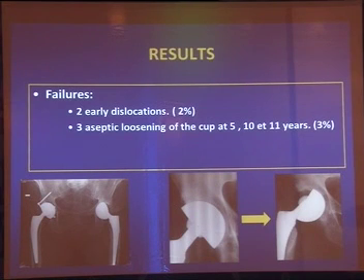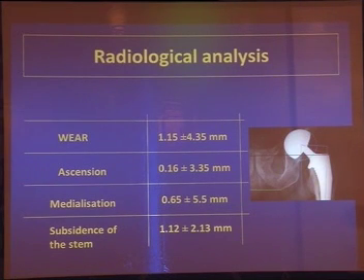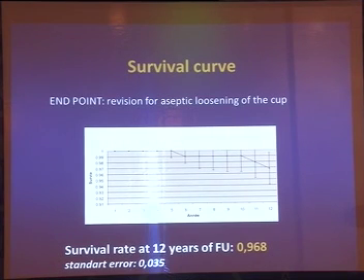Concerning the results, we have two cases of early dislocation in two neurologic patients. We have three cases of aseptic loosening and no case of periprosthetic fracture. In the radiological analysis, at the last follow-up, we have no prosthetic radiolucent line and no reactive line. On the acetabular side, we have no migration. The analysis of the three DeLee zones did not show any osteolysis, and the mean polyethylene wear in this series was 1.24 millimeters. There was no case of intraprosthetic dislocation. We retain three cases of aseptic loosening at 5, 10, and 11 years. So the survival rate was 96.8% at 12 years follow-up.